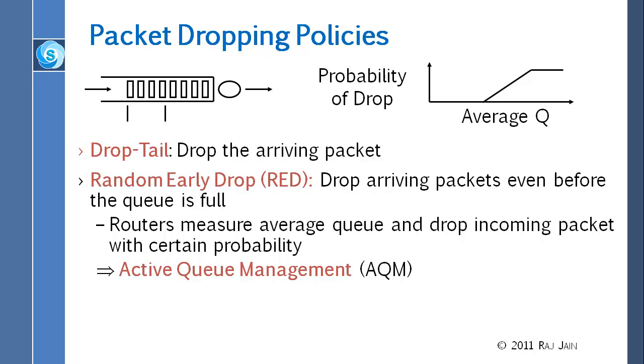All right. Now, how do we drop the packets? So the simplest thing would be that the latecomers are dropped out. That's what happens in the movie theaters. So drop tail. If you come, the house is full, you don't get the ticket, you go home. Right? That is drop tail.